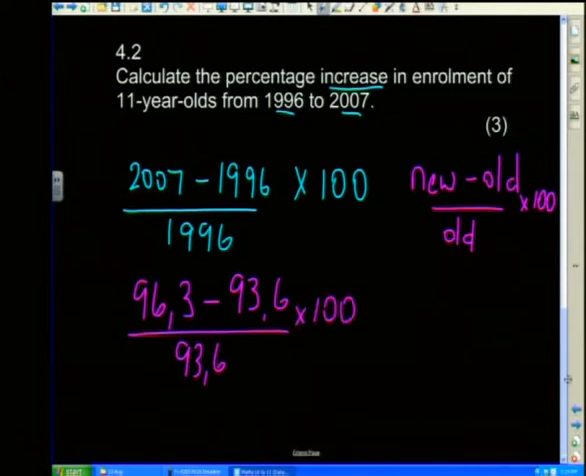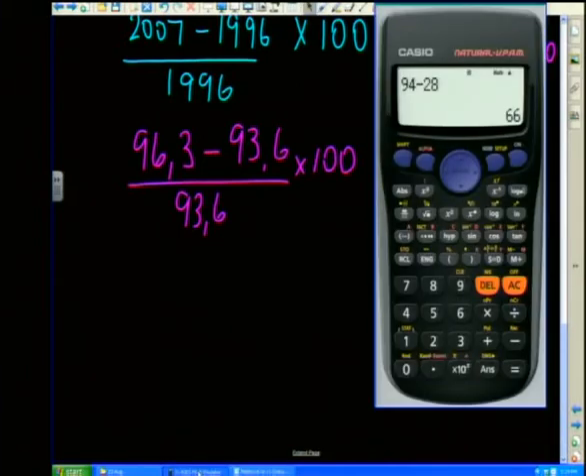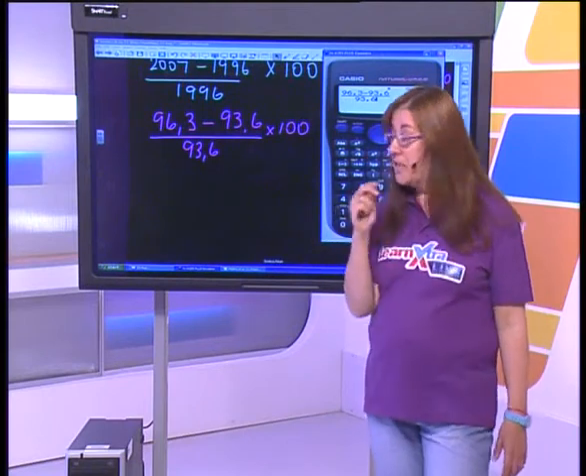And what's so wonderful about the calculators that you guys have got is that you can actually do this straight on your calculator. So let's clear that. Right, we've got our calculator, write it as a fraction. It's 96.3 minus 93.6 divided by 93.6. Always check as you're typing on your calculator that you're actually typing in what you want to be typing in. Because there's nothing worse.